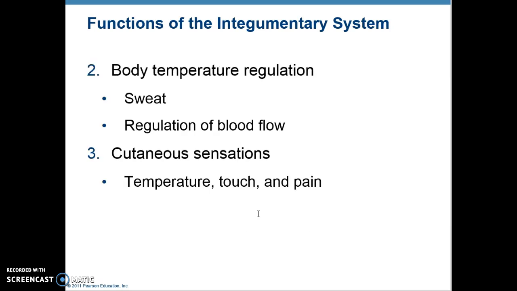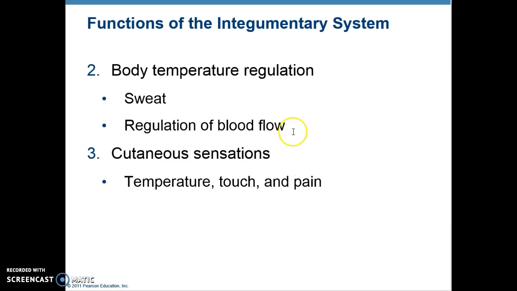Number 2, or function 2, is body temperature regulation. So there are 2 forms of regulation, or 2 methods by which your skin helps you regulate your body temperature. First is sweating, which we already went over. And then the other is regulation of blood flow.